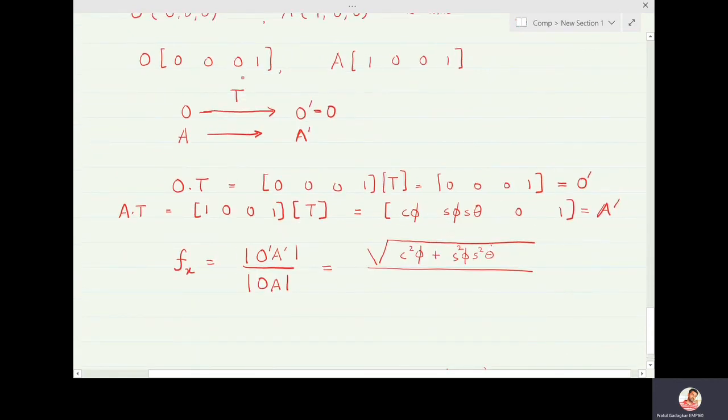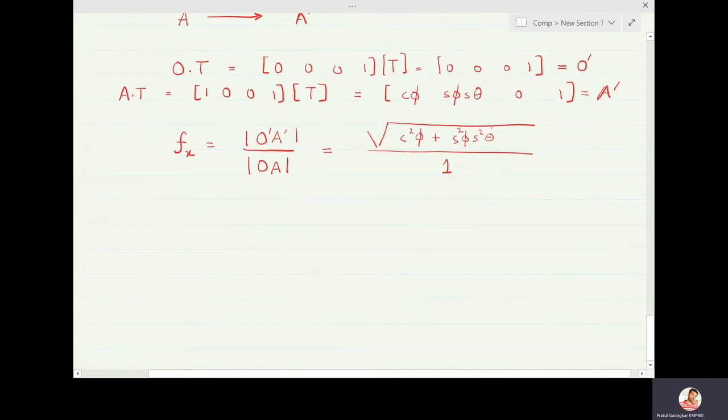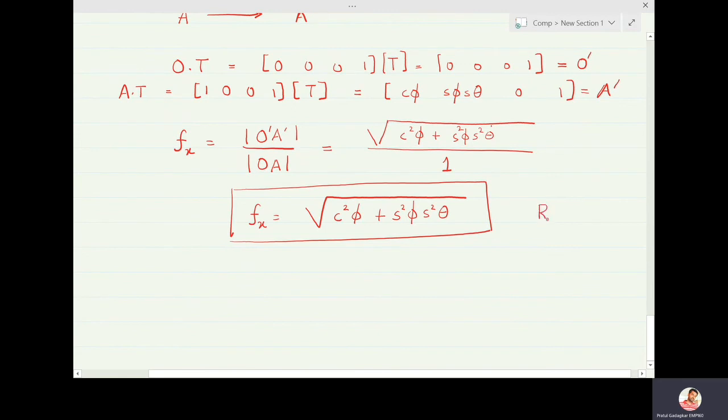Now if you look at O and A carefully, O is the origin and A is the point 1 0 0 along the x-axis. What is the distance between O and A? The distance between O and A is 1. So this means I have obtained the formula for the foreshortening factor along x, which is the square root of cos square phi plus sine square phi sine square theta, where phi is the rotation about the y-axis and theta is the rotation about x by angle theta. These two matrices involve phi and theta, and this formula gives you the foreshortening factor along the x-axis.